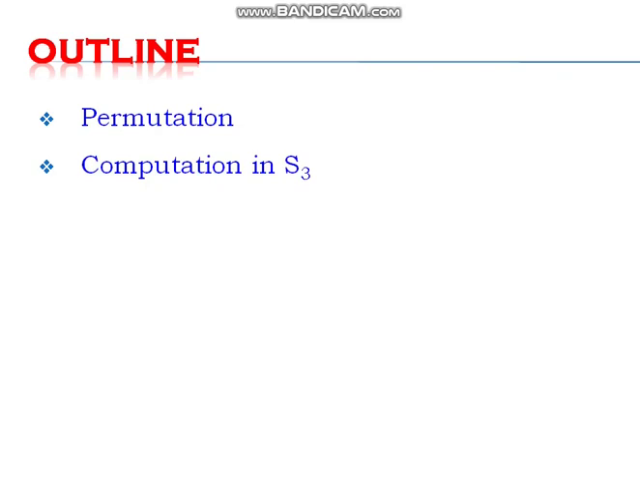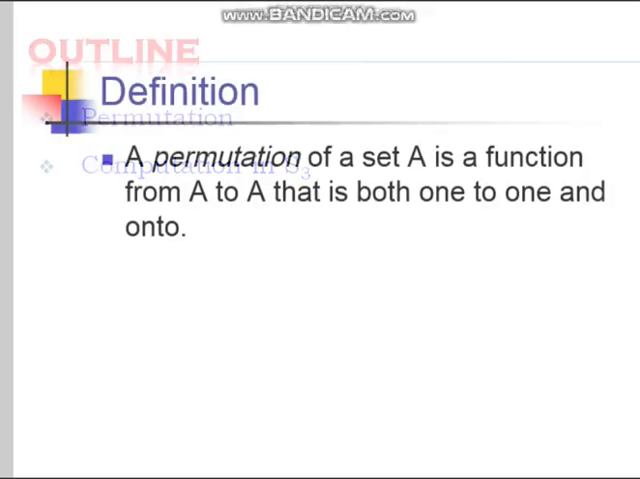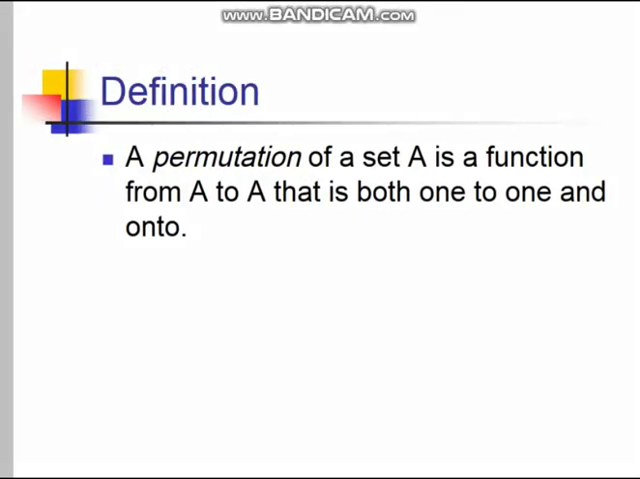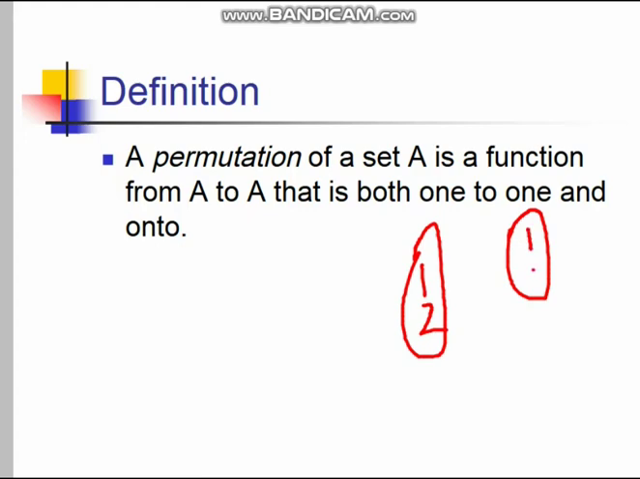The outline of this session is permutation and computation in S3. You have to take a set and map that set to the same set itself. For example, if I take two elements in a set, 1 and 2, they should be mapped to itself, 1 and 2 again. Such a mapping is called a permutation.